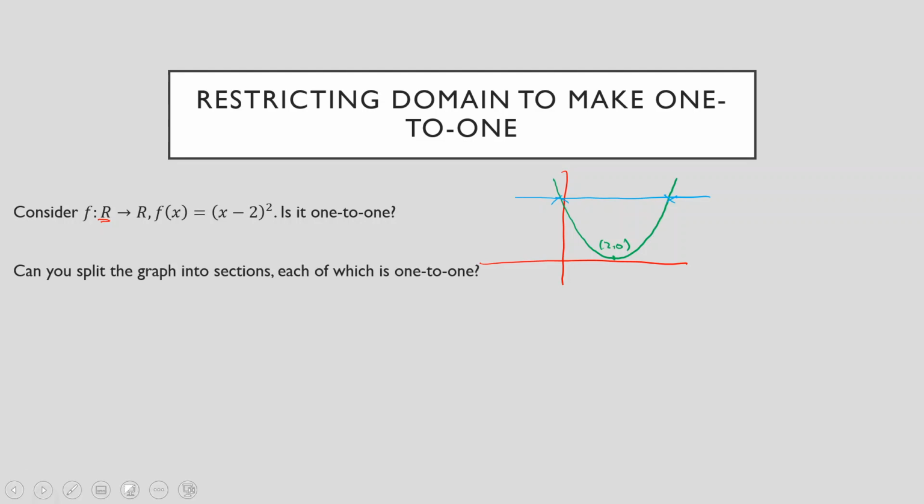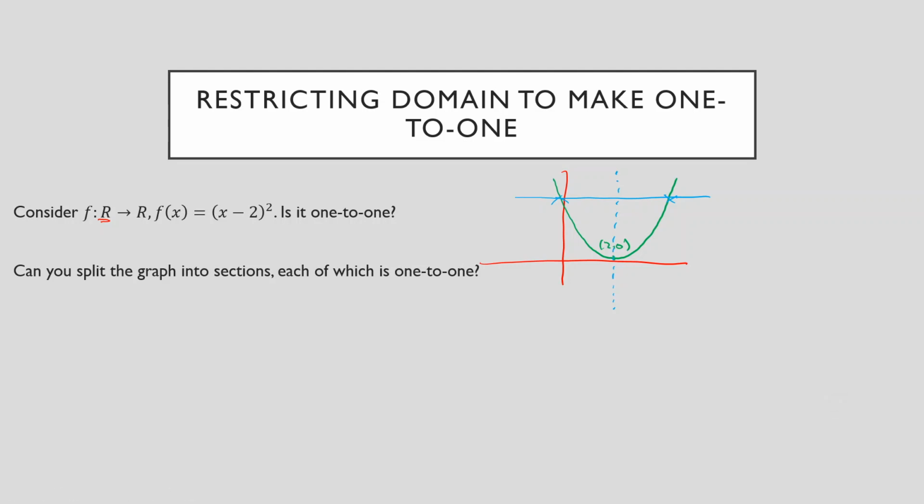However, is it possible for us to split this graph into pieces so that each piece is one-to-one? Have a think. Is there somewhere where we can split this into pieces so that each piece is one-to-one? You might be thinking, probably this point here, if we split it down the middle through its vertex, we'll get 2 pieces.